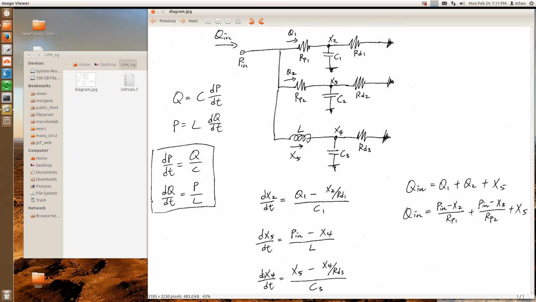Here's our dp dt, and then here's our capacitance. This is the flow that's going into the capacitor, which is this flow minus this flow, and this flow is just x5, and then that flow is this pressure divided by RD3. Okay, so here's our system of equations, minus 1, that you can figure out yourself.